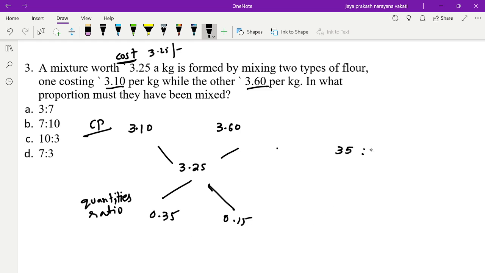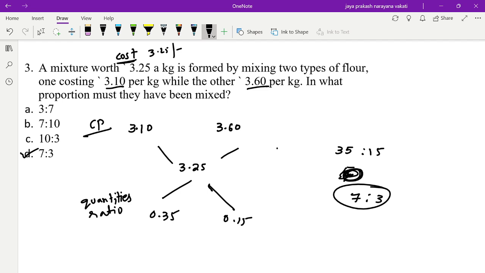It has 35 is to 15, and this will cancel out in the 5 table. Sorry, 7 5s are 35, 5 sevens, 5 threes. So this is our ratio, which is 7 is to 3.